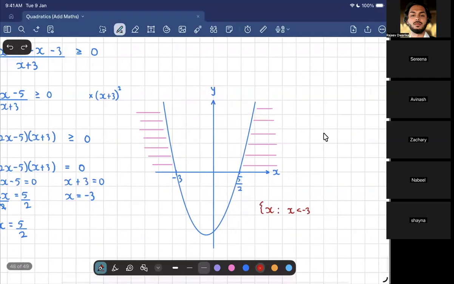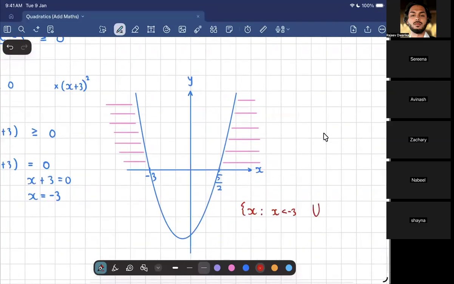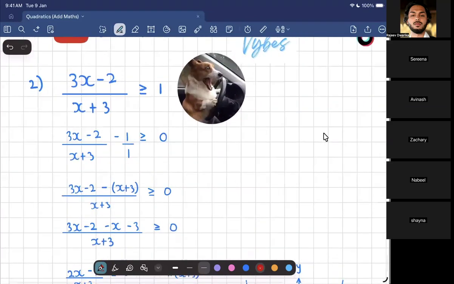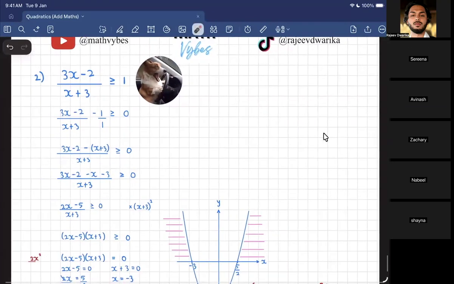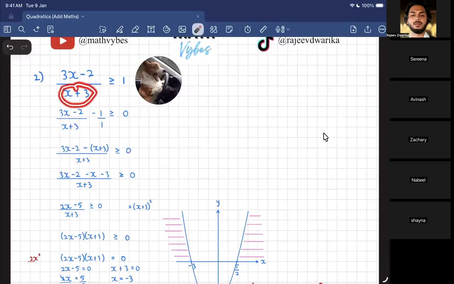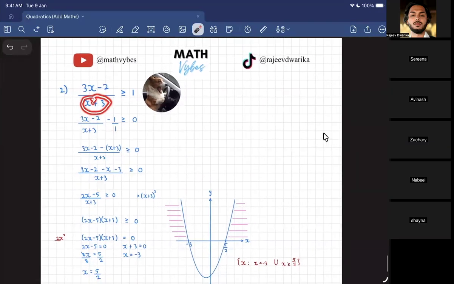And then union. By the way, guys, you could write union or you could write the word or. I like to be a little fancy, so I write union. And x would be what? More than or equal to 5 over 2. And it's okay for us to use 5 over 2, right? Because when I put 5 over 2 into the denominator, it is completely correct. It doesn't give me 0, so I could use that.